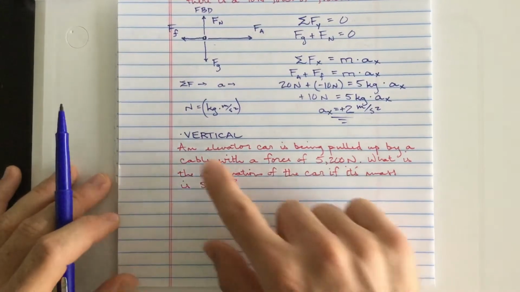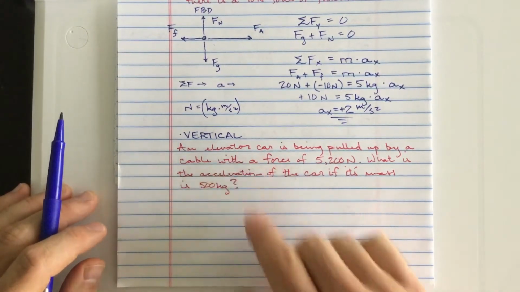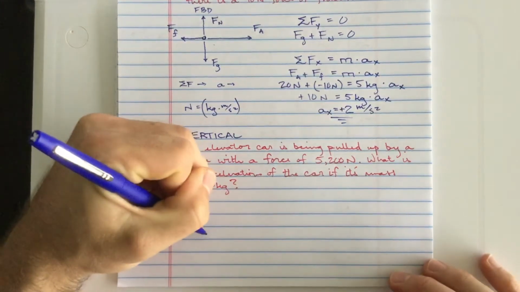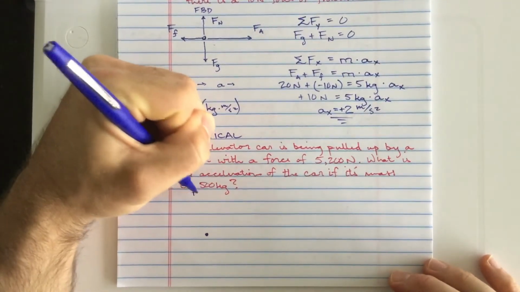All right, but the scenario is an elevator car, which kind of makes sense because they move vertically. But an elevator car is being pulled up by a cable with a force of 5,200 newtons. What is the acceleration of the car if its mass is 500 kilograms? Now, I don't necessarily know if it is unbalanced with the forces, but I'm going to make an assumption: if they ask me to solve for an acceleration, it probably is accelerating. Either way, we know that to start these types of problems, we don't do KU charts, we do FBDs.